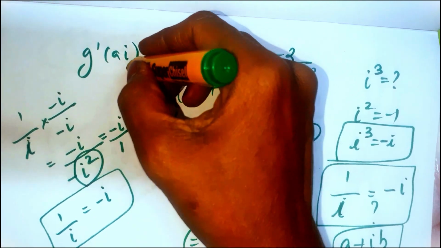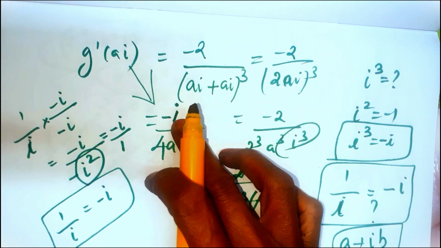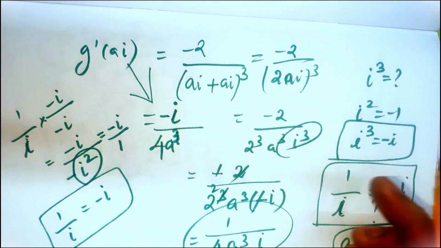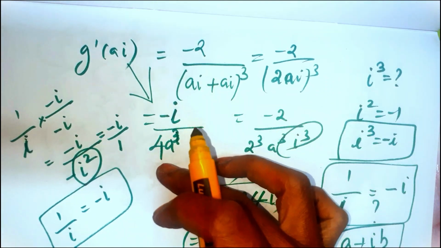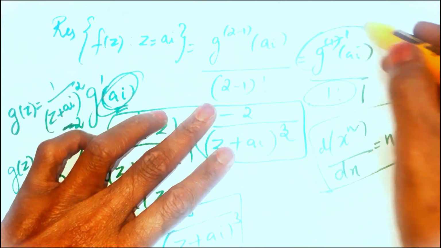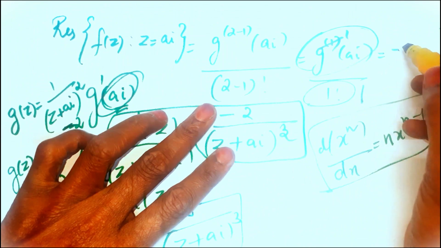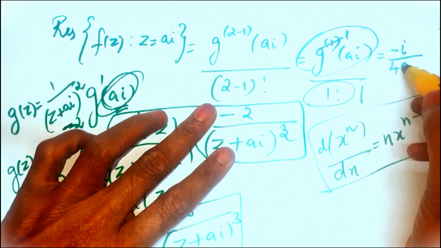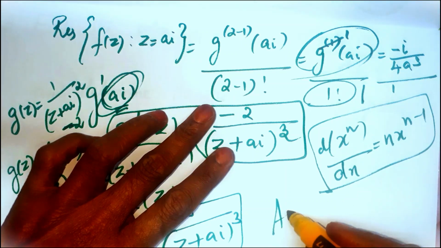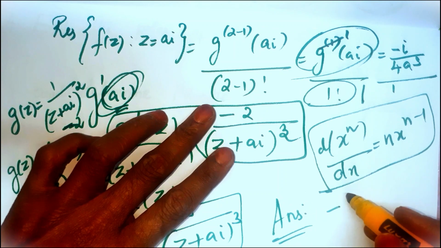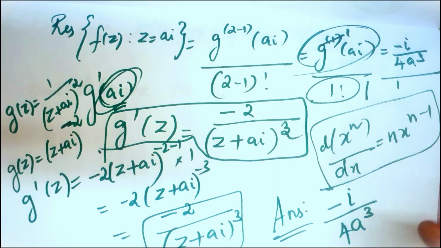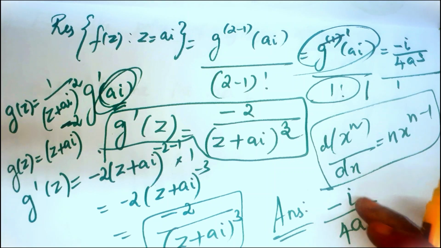So I got g dash of a is minus i by 4a cube. I'm sorry, it is 4a cube minus i by 4a cube. So the final answer we have to write. What is the formula we have? This only we got as minus i by 4a cube by 1 factorial, it is 1. So the final answer we got for this problem is minus i by 4a cube. So the residue for the given function is minus i by 4a cube.